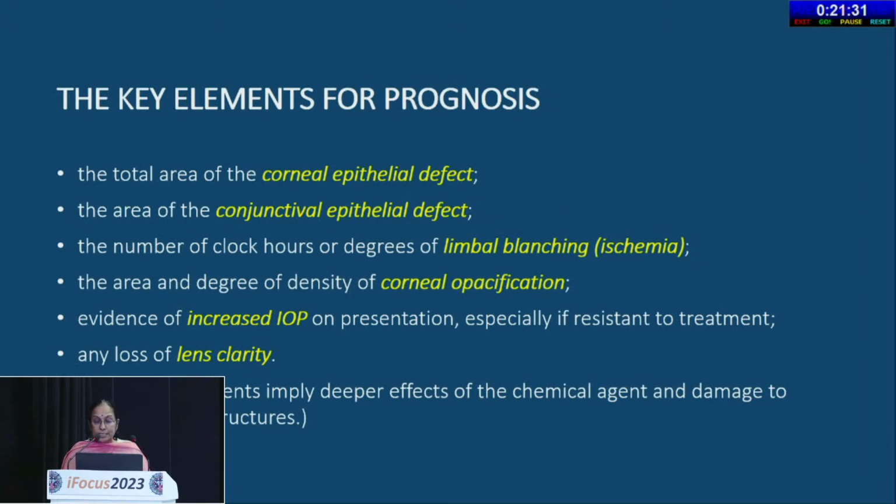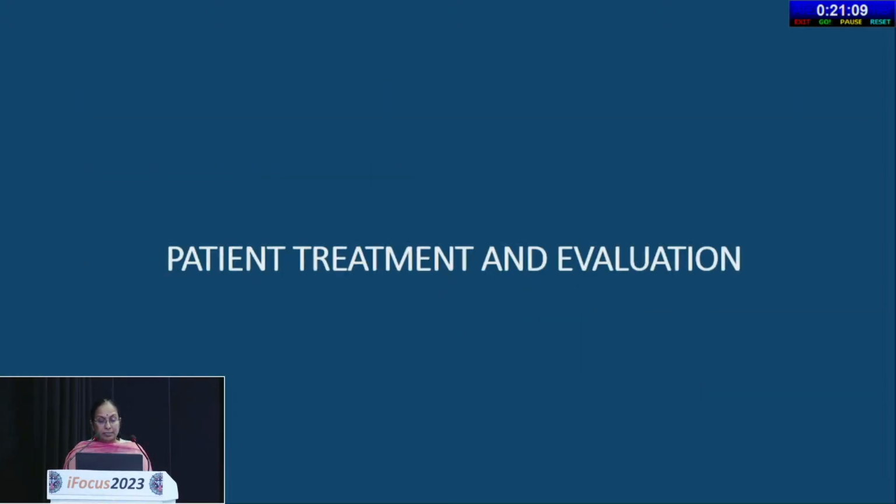What are the prognosticating factors? The total area of epithelial defect of the cornea and of the conjunctiva, the number of clock hours of limbal blanching or ischemia, the area and degree of density of corneal opacification, evidence of raised IOP on presentation, and loss of lens clarity. The last two elements imply deeper effects of the chemical agent and damage to the inner structures.